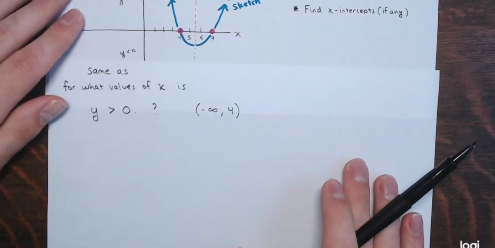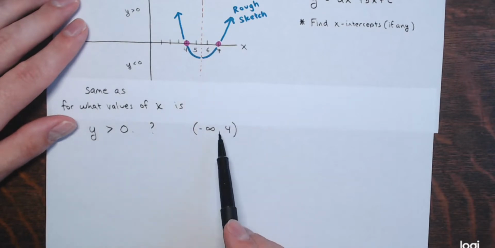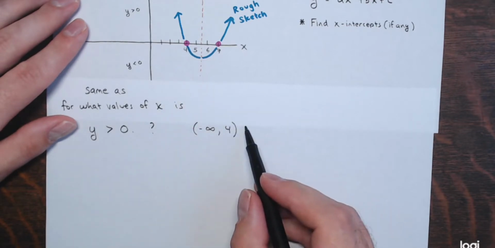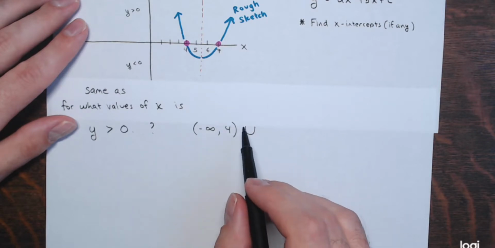Again, back on the graph. So the values from 4 to 7 aren't part of the solution set. And then we have a union. Remember when there's multiple intervals connected? We're going to put a union symbol.